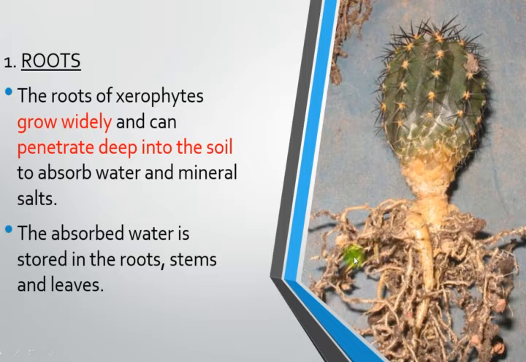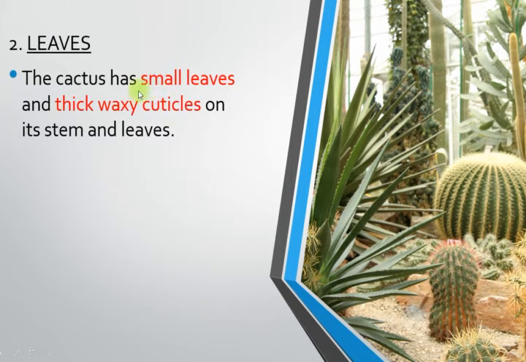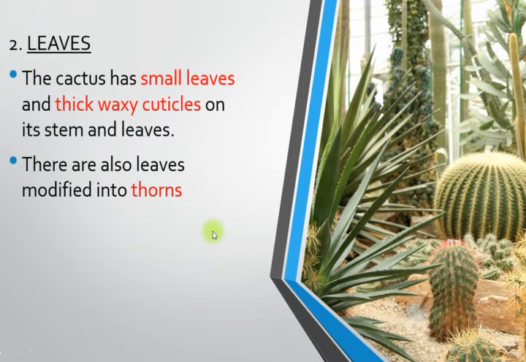You can look at the roots of the cactus here, which grow widely and then penetrate deep into the soil. Okay, the leaf of the xerophytes. The cactus has small leaf and thick waxy cuticle on its stem and leaf.